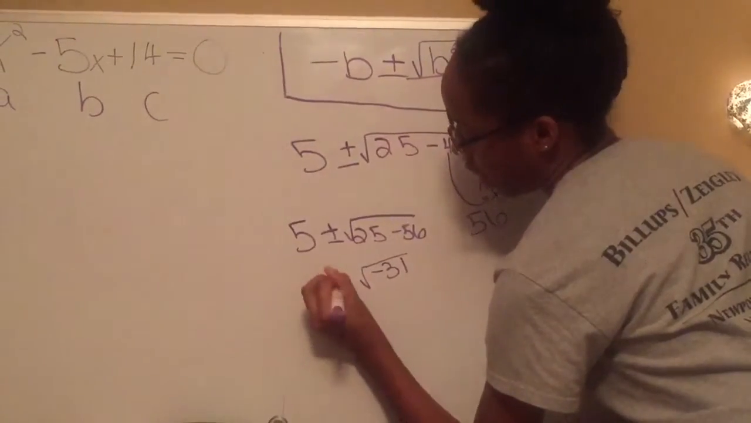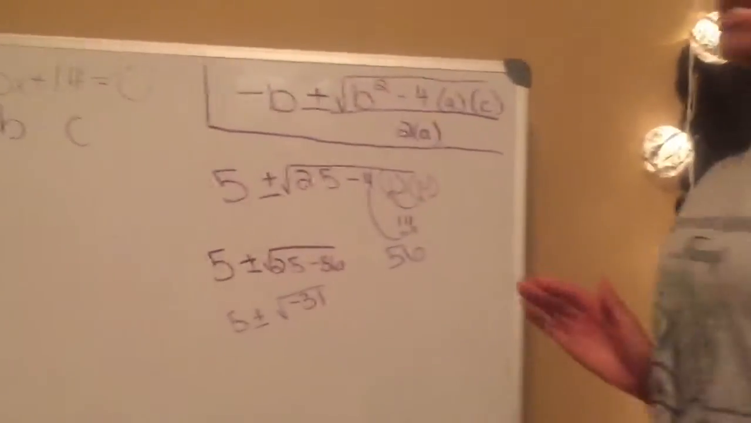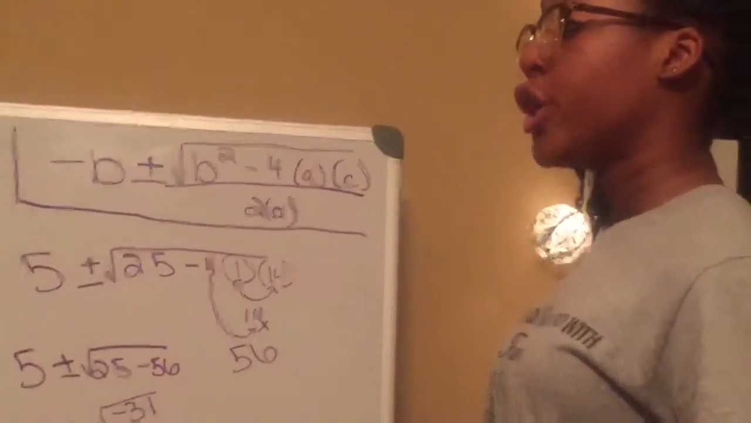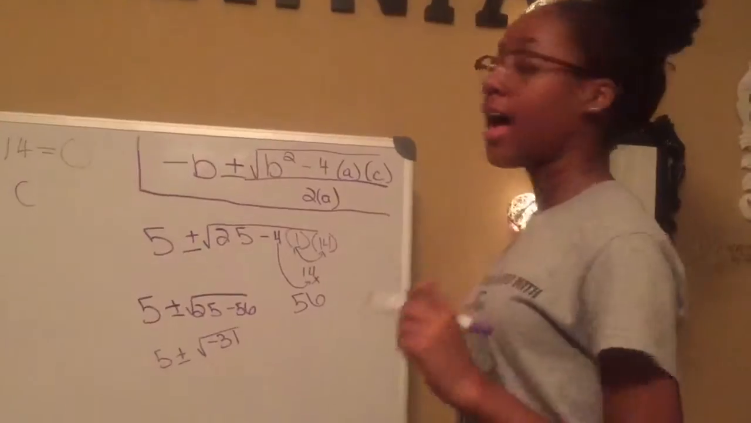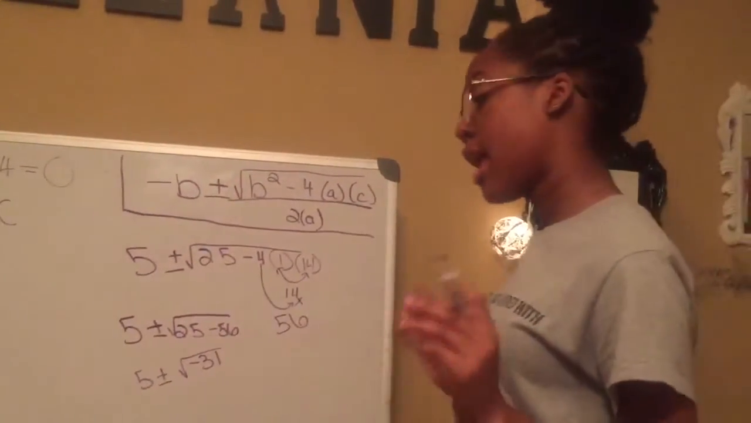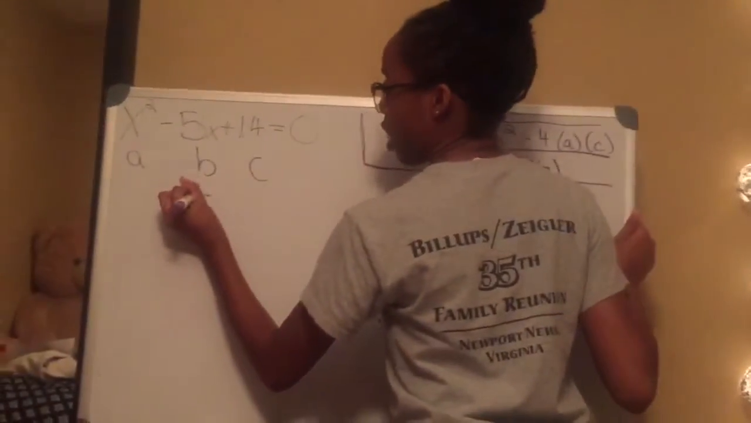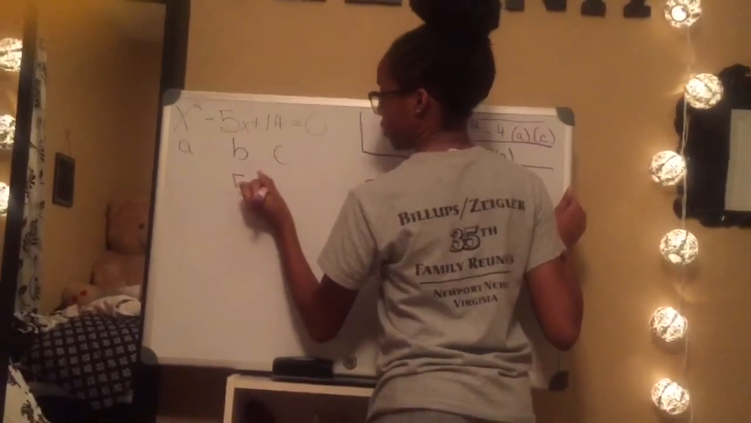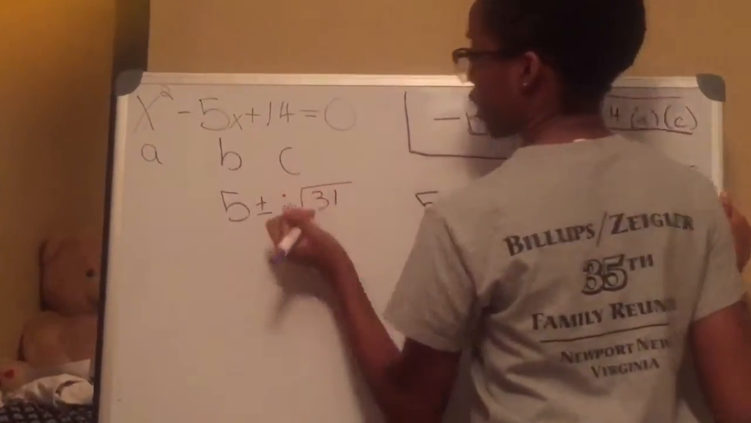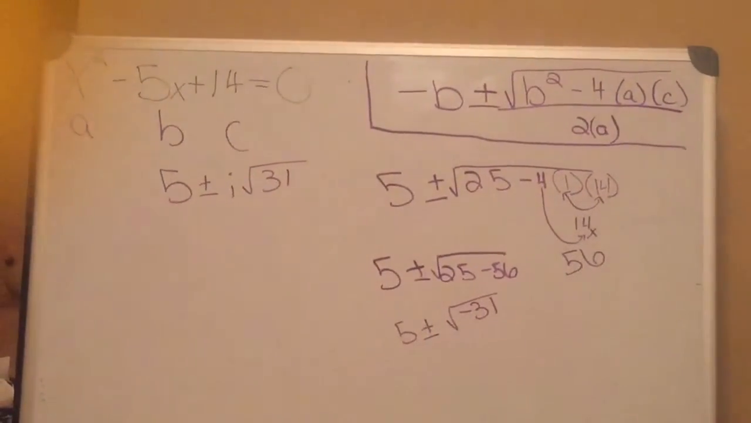So we still have this 5 plus or minus. Because you cannot under any circumstances have a negative under a square root sign, we're going to use our special letter i. When you have a negative under a square root, you use i to take it out to make it a usual square root. So we're going to put it over here: 5 plus or minus i square root of 31. Because 31 does not have a square root or any number that goes into it, we have to leave it under the radical.